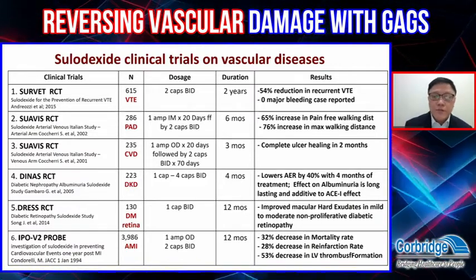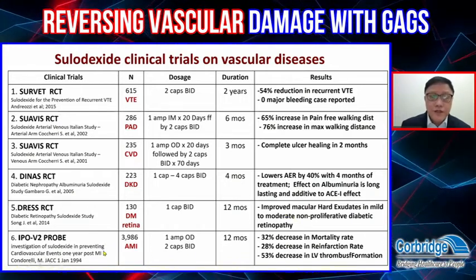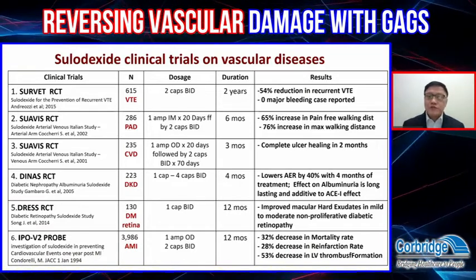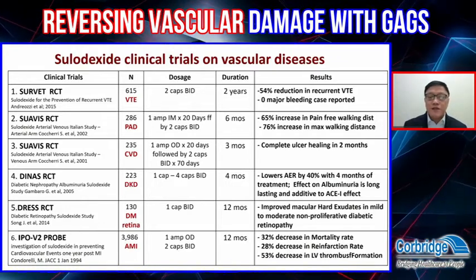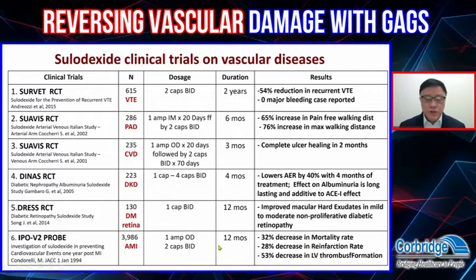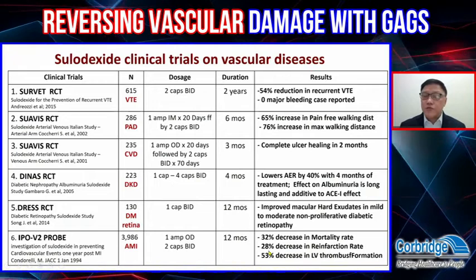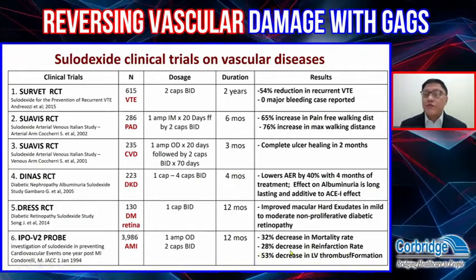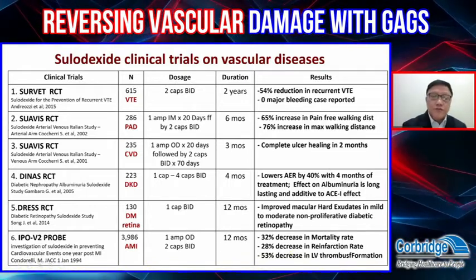proliferative retinopathy. The last major trial that I'd like to share with you is the IPOV2 trial, which was conducted in the late 80s and early 1990s. And the use of sulodexide was able to demonstrate a reduction in total mortality by 32%, 28% brain infarction rate, and 53% reduction in LV thrombus formation.